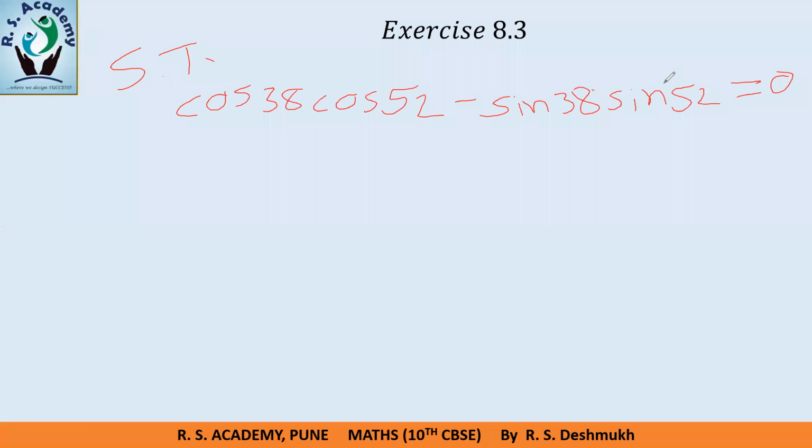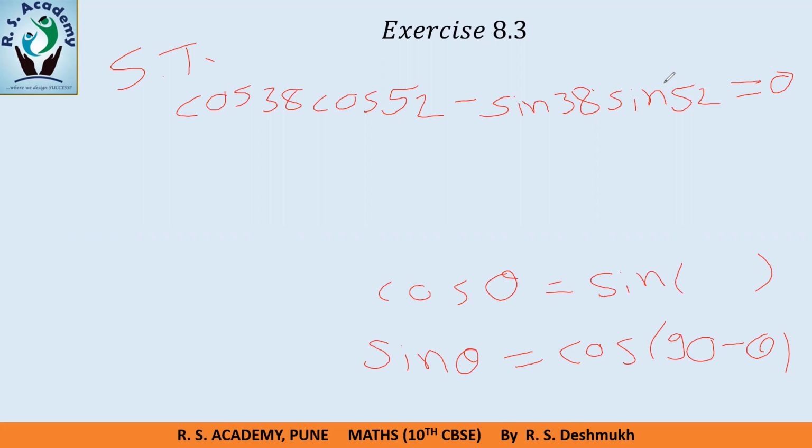So again the same thing in this case, if you observe cos 38 into cos 52 minus sin 38 into sin 52 equal to 0, we should prove it. We know that sin theta is equal to cos of 90 minus theta, or cos theta is equal to sine of 90 minus theta. So what I will do in this case, I will say, let this is cos of 38. Instead of that, I will say this is cos of, or you can do anything.